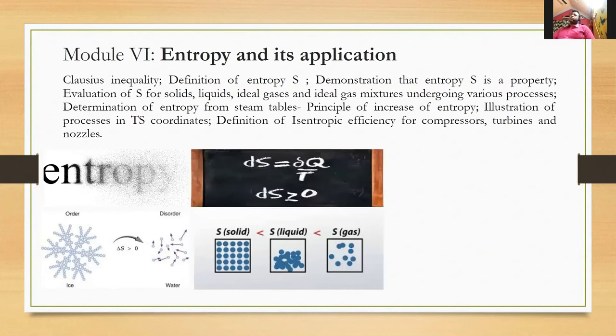These two relationships are very important: dS equals dQ by T, and dS is greater than or equal to 0. They will come up, and you will understand their importance as the lectures go on.